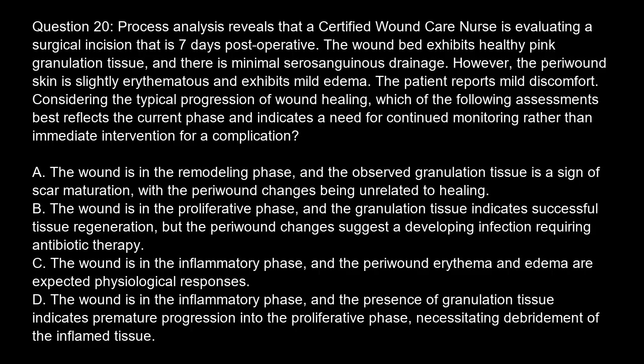Option B. The wound is in the proliferative phase, and the granulation tissue indicates successful tissue regeneration, but the periwound changes suggest a developing infection requiring antibiotic therapy. Option C. The wound is in the inflammatory phase, and the periwound erythema and edema are expected physiological responses. Option D. The wound is in the inflammatory phase, and the presence of granulation tissue indicates premature progression into the proliferative phase, necessitating debridement of the inflamed tissue.